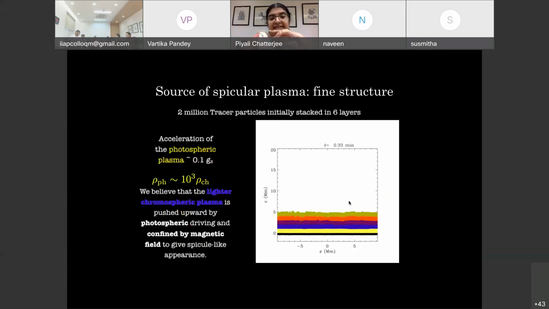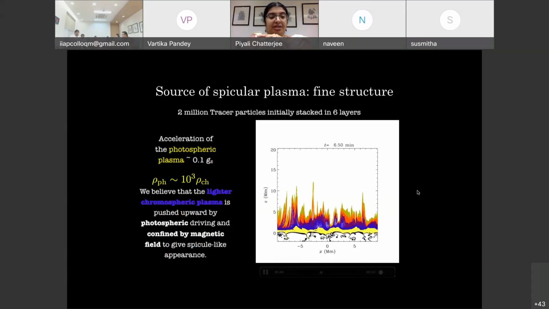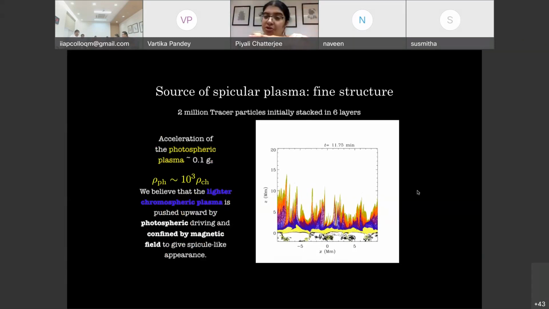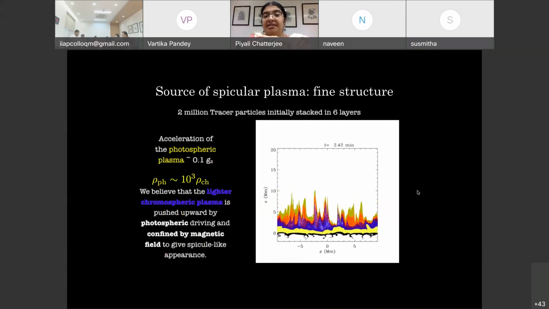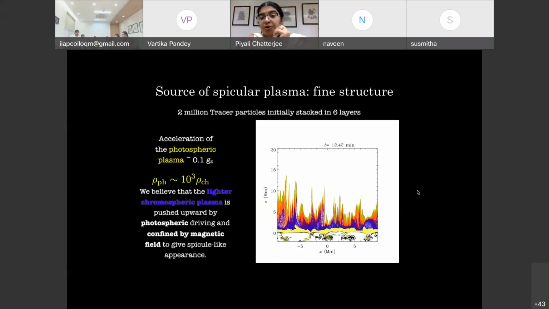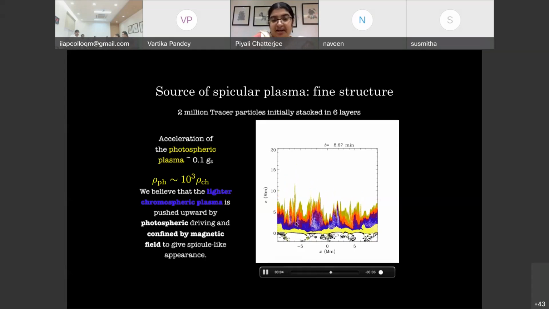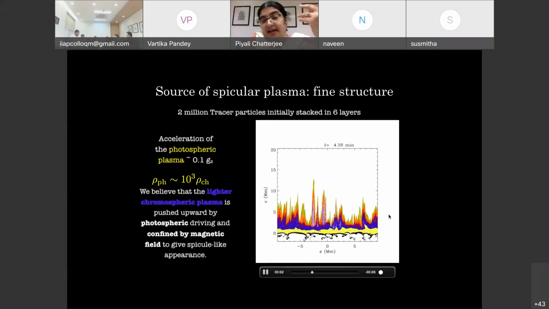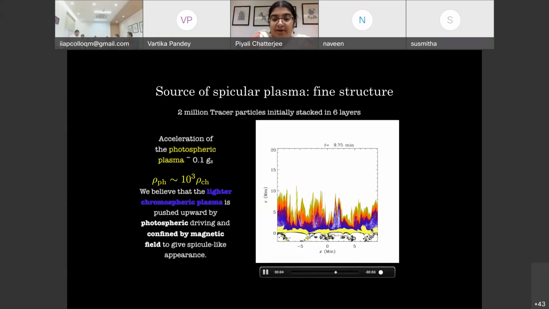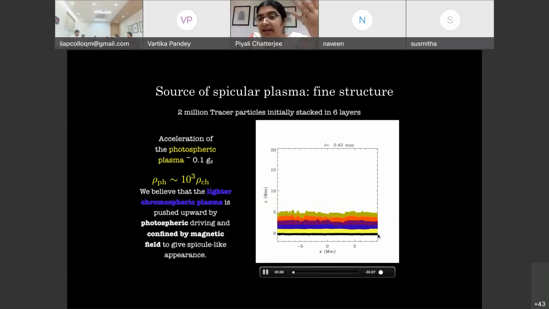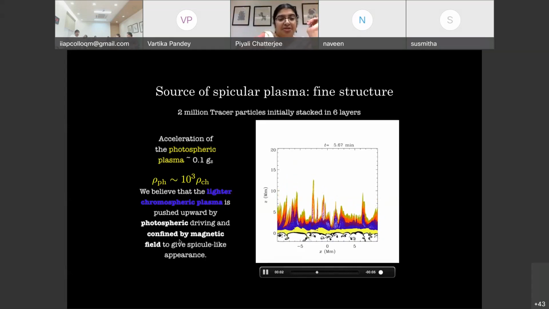Now we learn something else by introducing Lagrangian particles in different layers. What we learn from here is that the plasma at the photosphere is quite heavy, and these kicks are not able to push it into coronal heights. Most of the spicular plasma is actually coming from chromospheric height. So you see this blue color and upwards, this plasma can become part of a spicule, but not the plasma which is yellow or black in color. That never goes up. So that is one observation here.